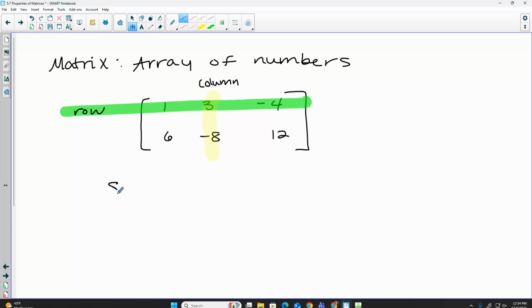If I ask you for the size of a matrix, it's just row by column. So how many rows does this matrix have? 2. Rows are horizontal, so we have 2 horizontal by how many columns? 3. So this is a 2 by 3 matrix, 2 rows and 3 columns.